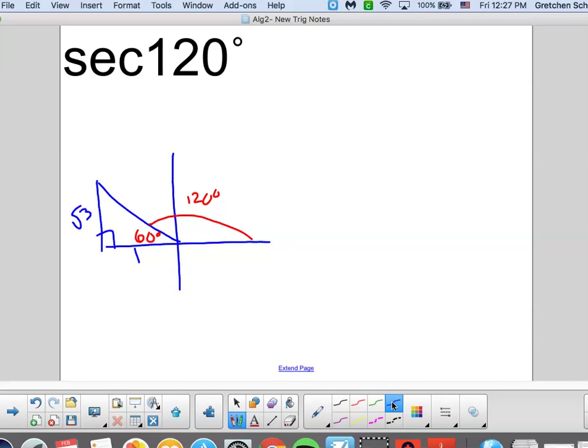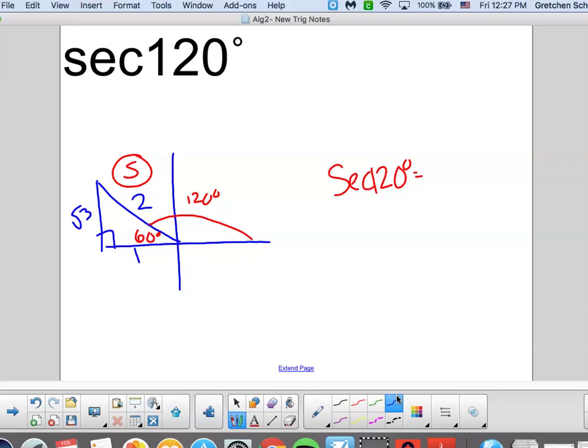What's our hypotenuse always going to be? 2. This is our first time we're in a quadrant over here. All students take calc. What letter are we in? S. So that means what is positive in that quadrant? Sine. Sine is positive. However, we want to find secant. If your goal is to find secant, do not find secant. Instead, find its reciprocal.